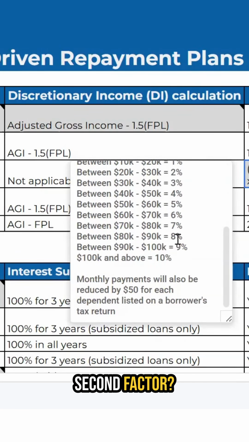What's the second factor? The second factor would be the number of children in your household. For the number of children in your household, you get $50 off per child. So if you have 2 children, you take that percentage of whatever you were paying. Let's go to our example of the person who earns $100,000 has 10% of that. That's $833 a month. If they have 2 children, they get to deduct $50 per child, and their student loan payment would be $733 per month.